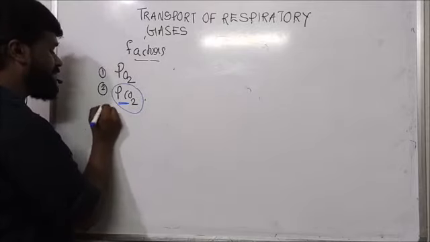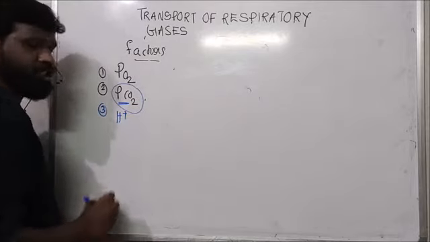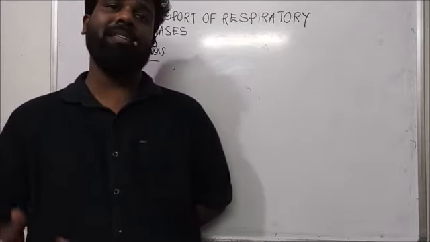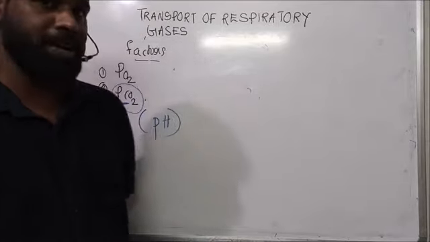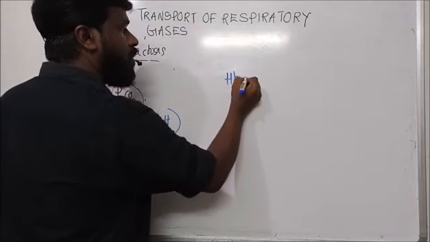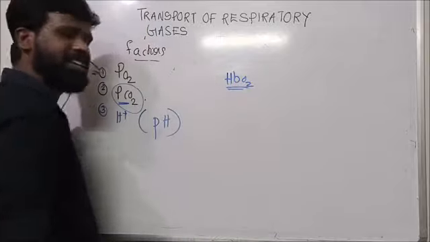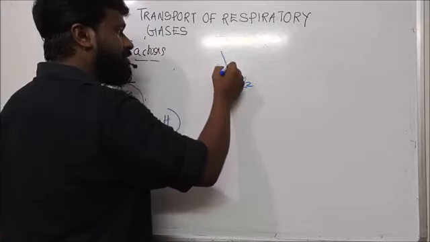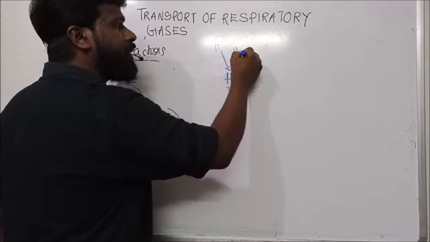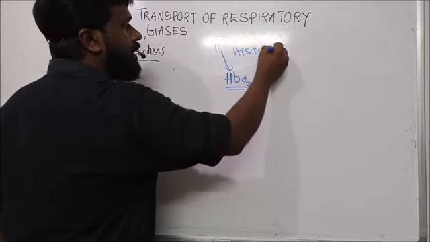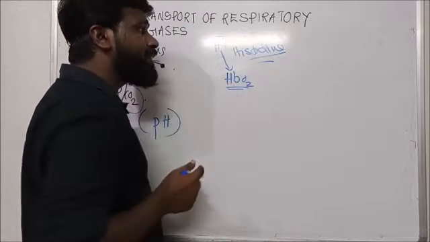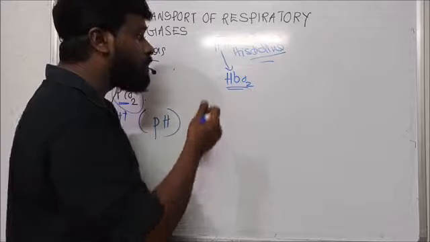Then the third factor is hydrogen ion concentration, H plus ion or pH. pH is another factor which affects the association and dissociation of hemoglobin and oxygen, like carbon dioxide. Suppose oxygen is in combination with the hemoglobin in this oxyhemoglobin form, and H plus binds to the histidine amino acid in this hemoglobin. This histidine is the buffer in this hemoglobin. When H plus binds to this histidine amino acid in hemoglobin, what happens?